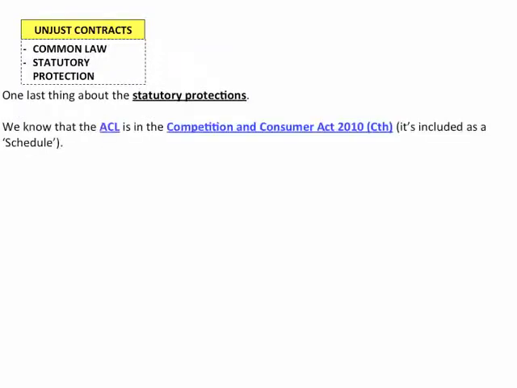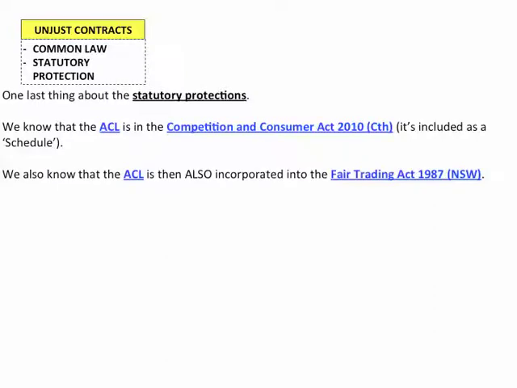Now, one last thing about these statutory protections. We know that we have the ACL. You should know that by now. And we know that it's included in the Competition and Consumer Act, right? So there's a schedule, Schedule 2, and it says this is the ACL. It's in the Competition and Consumer Act 2010. But we also know that the ACL is copied and pasted into the Fair Trading Act 1987, New South Wales.